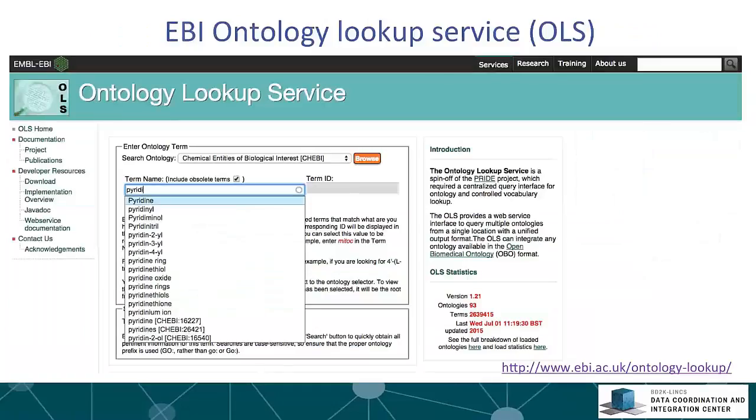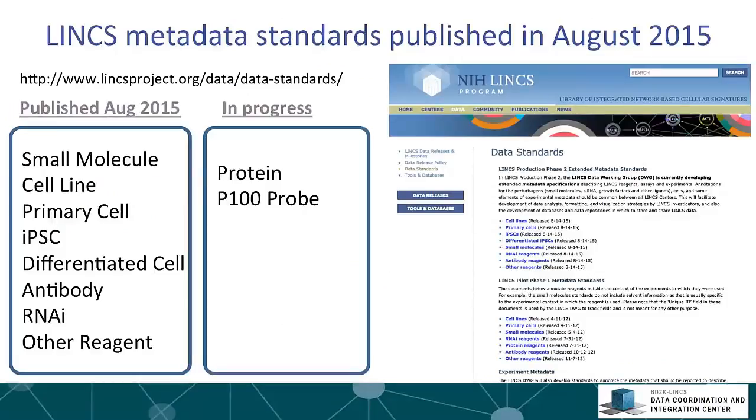Another important resource of biological and biomedical ontologies is the EBI Ontology Lookup Service at the European Bioinformatics Institute. The EBI Ontology Lookup Service provides a centralized query interface for almost 100 ontologies. During the last section of this lecture, I want to briefly introduce the LINCS metadata standards.